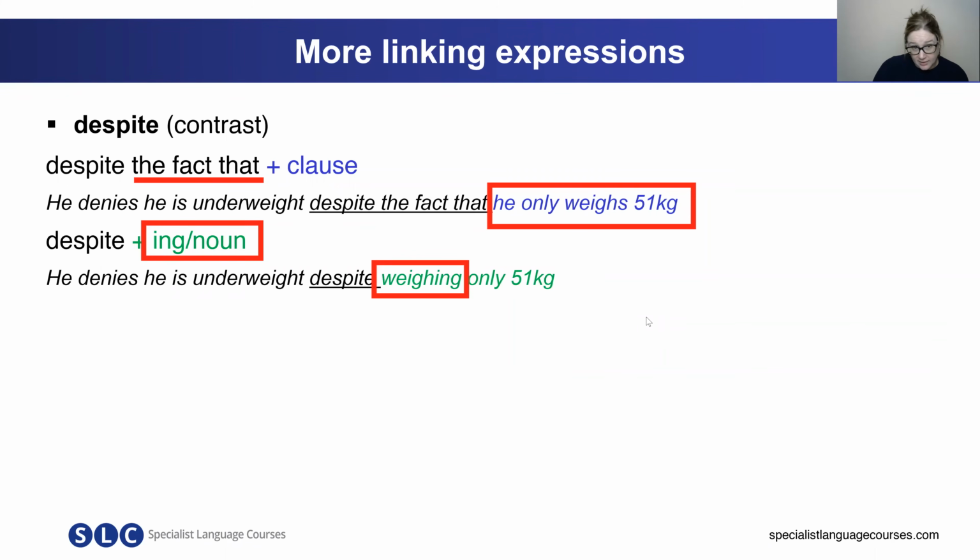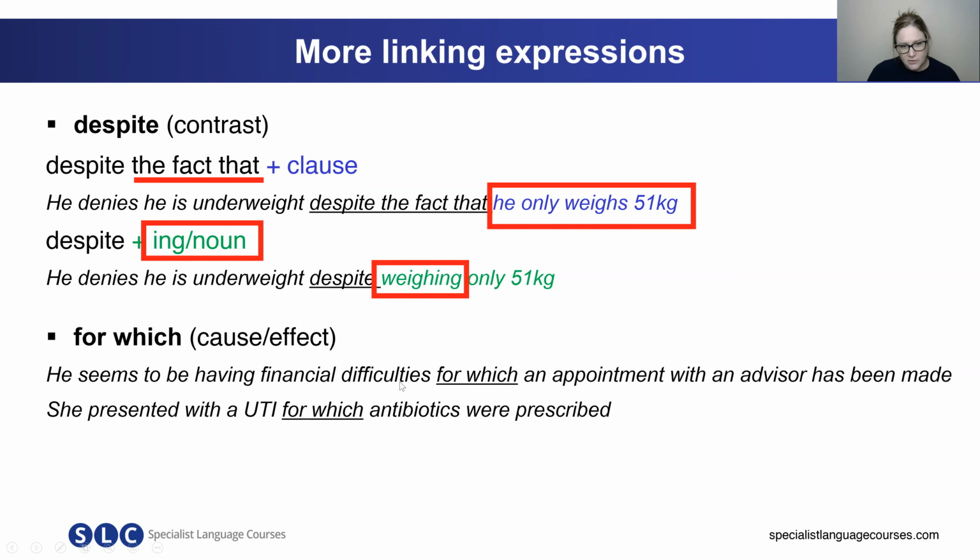Another one you might use, and I think this is a good linking expression to use in the right context, would be for which. Okay, so he seemed to be having financial difficulties for which an appointment with the advisor has been made. So here you've got a clear link, yeah, for which. So an appointment has been made for his financial difficulties. Again, here she presented with a UTI for which antibiotics were prescribed. Okay, it's a really good phrase to use when you're connecting a medication to a specific medical condition.